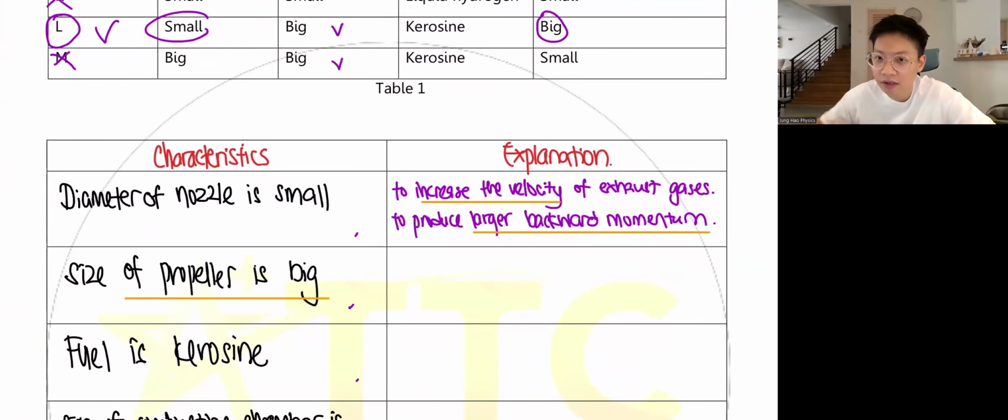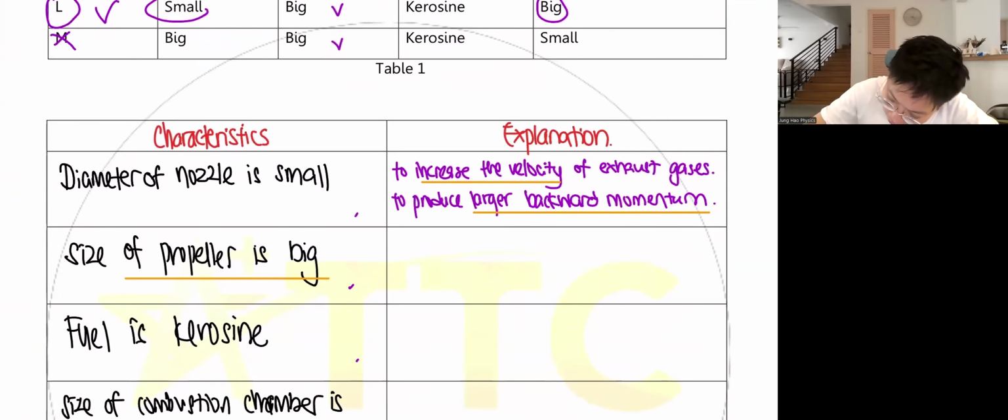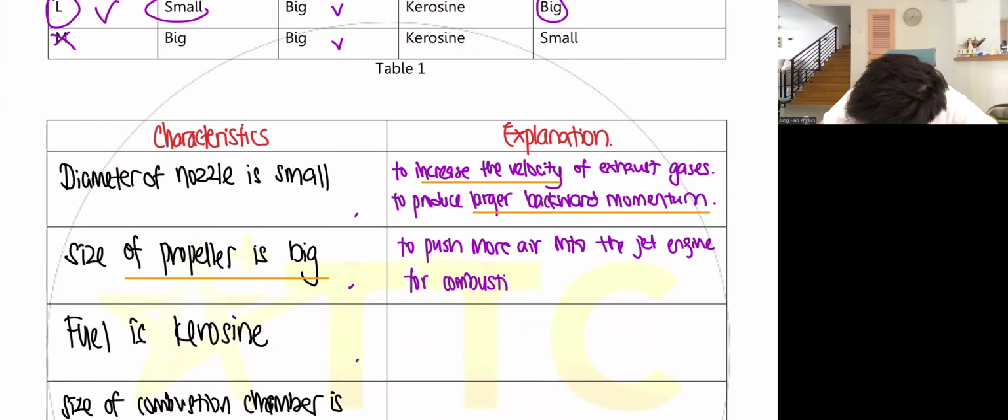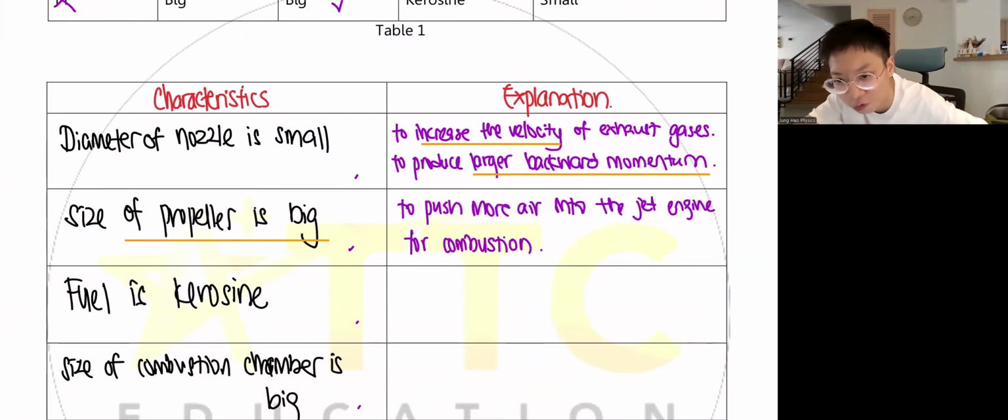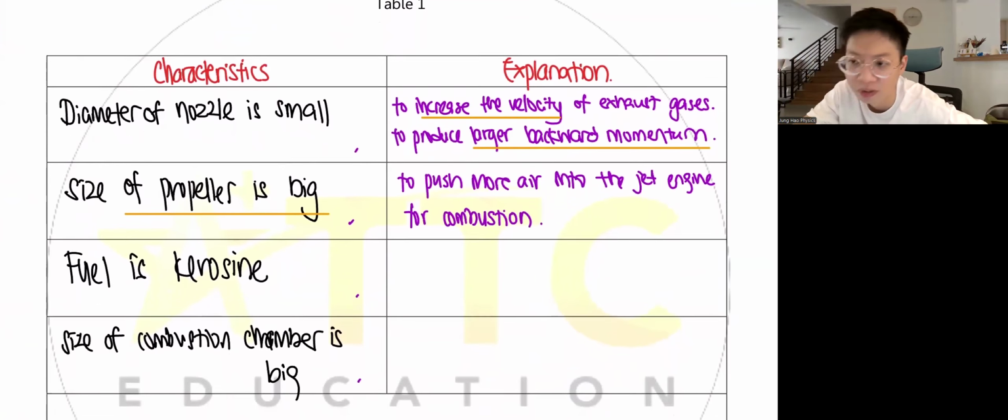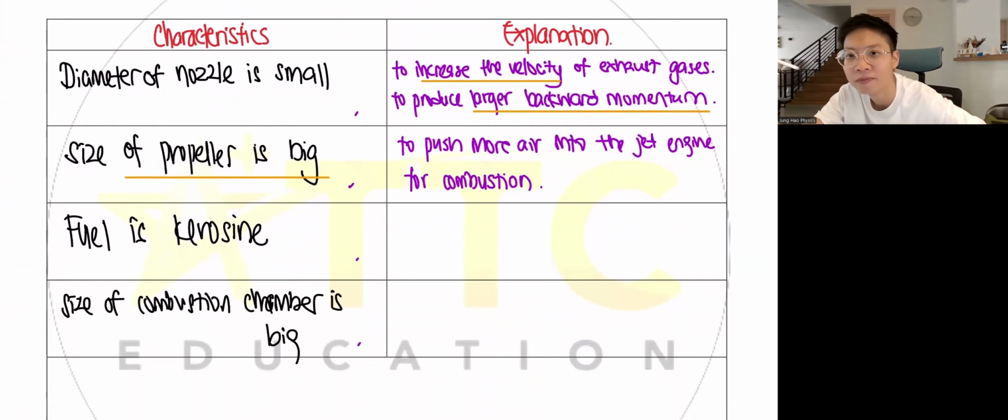Okay, next. So size of propeller must be big to push more air into the jet engine for combustion. So guys, combustion is a key word. If you don't want to say for combustion, you can say for burning of fuel. That is also acceptable.